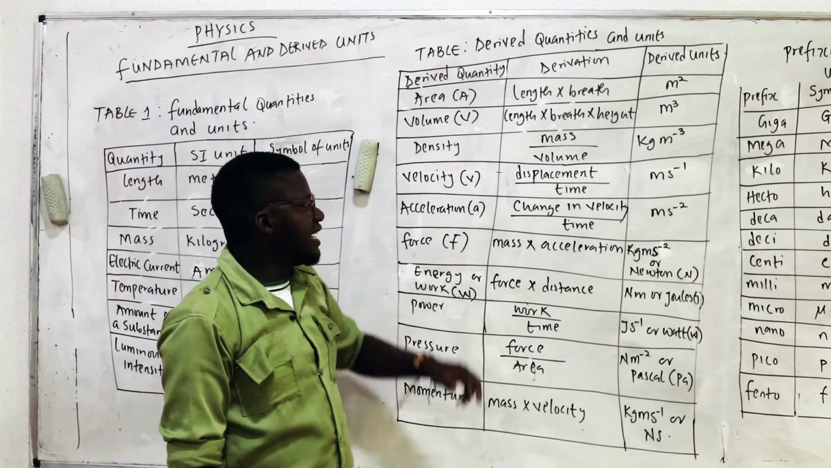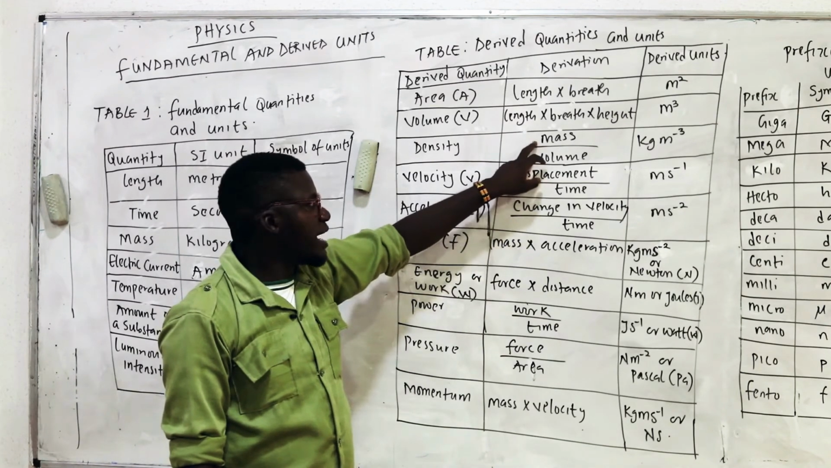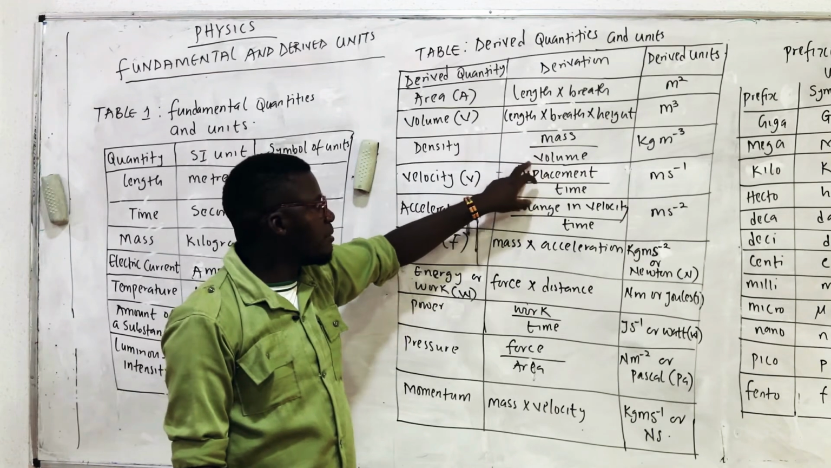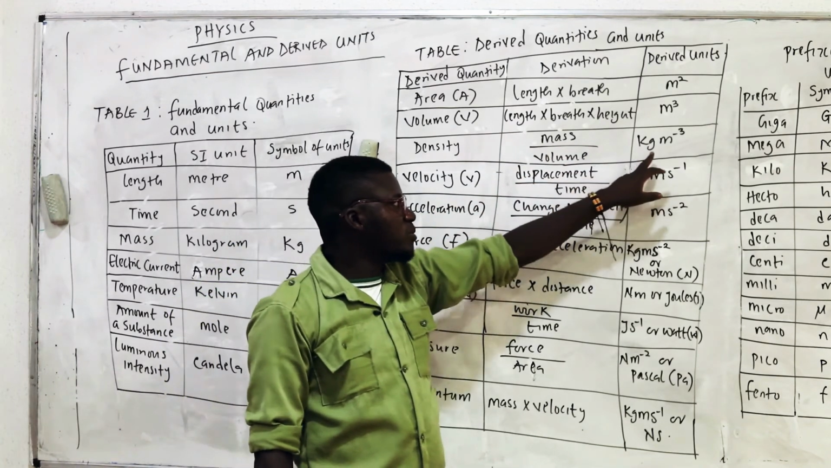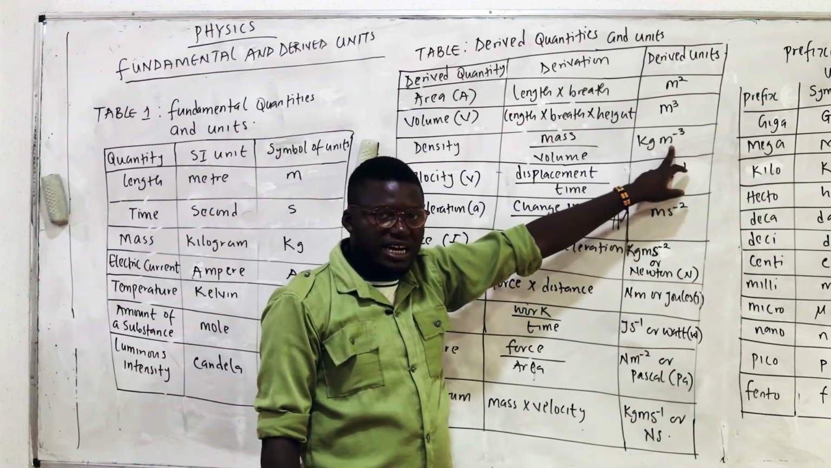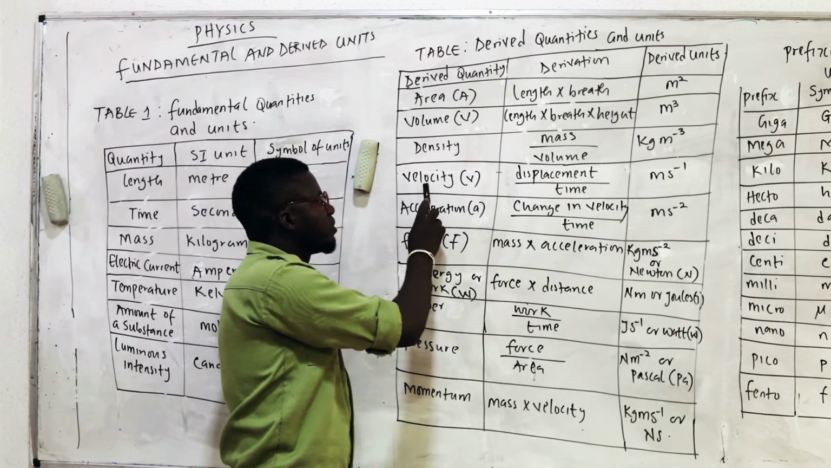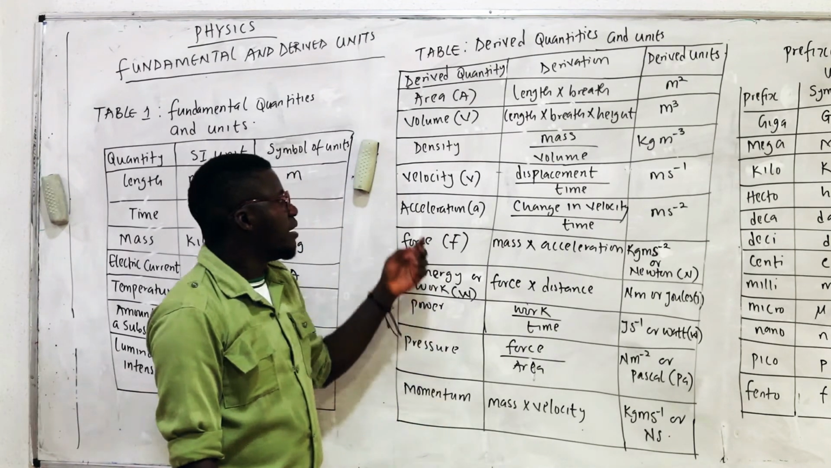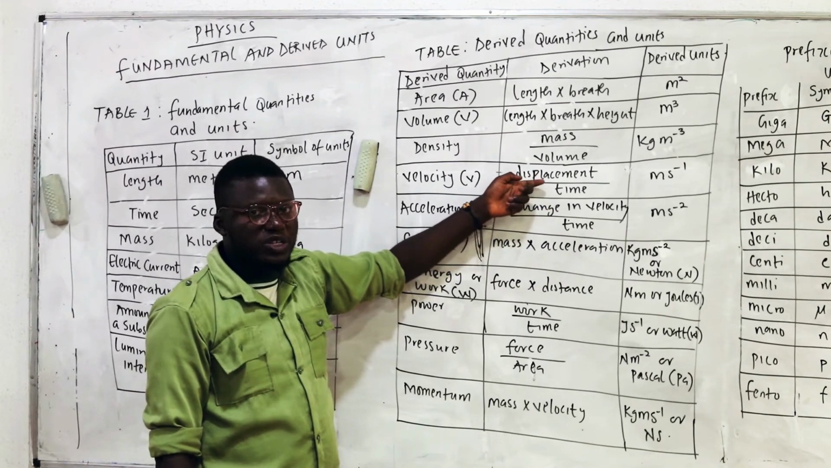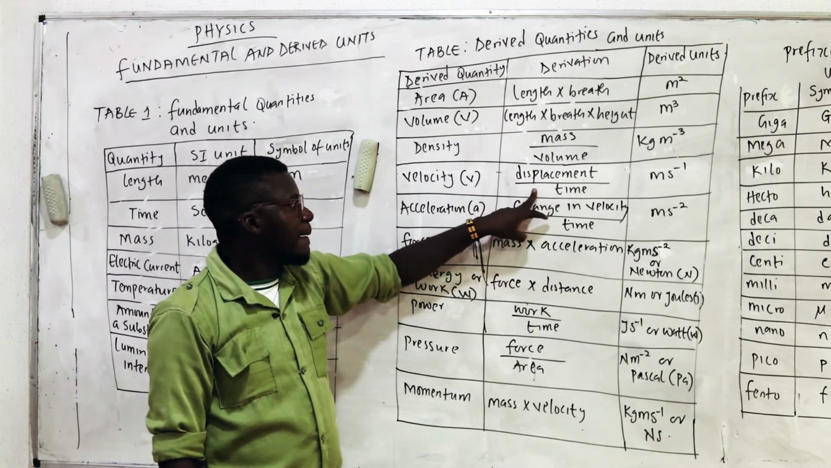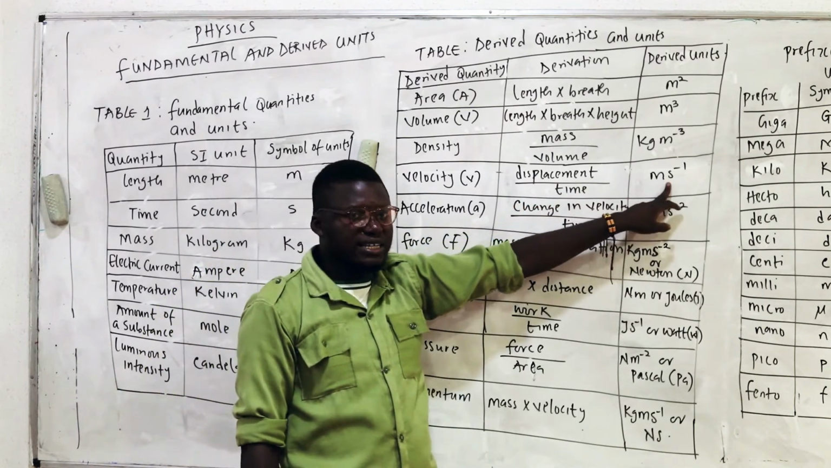The next one is density. Density is simply mass over volume. My mass is measured in kilogram, while my volume is measured in meter cube. So kilogram divided by meter cube, I'll have kilogram per meter cube. The next one here is velocity. Velocity is given as displacement over time. My unit of displacement is meters, while my unit of time is seconds. So I have it as meter per second.